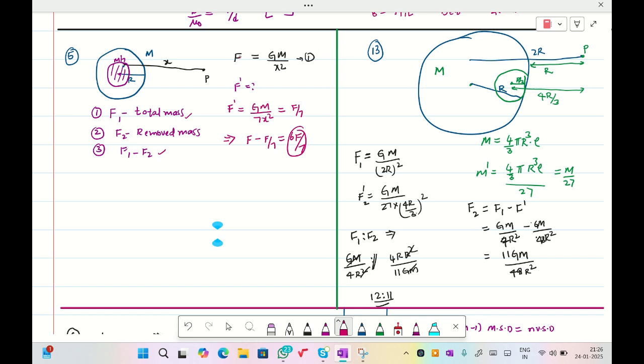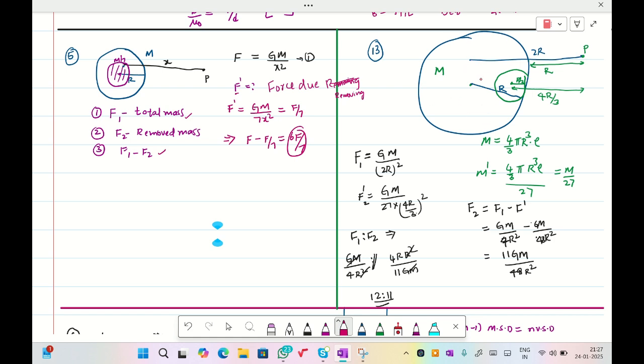So the initial force is equal to GM by x square. Unit mass means no need to substitute any mass there, 1 kg. F dash is being asked. F dash is the force by the remaining mass, force due to the remaining mass. For that, I have taken here the force due to the removed mass. This is the remaining mass, so subtraction. This is the removed mass. F dash, I have taken here the force due to the removed mass. For the remaining mass, subtraction. Similarly, here also the same concept.